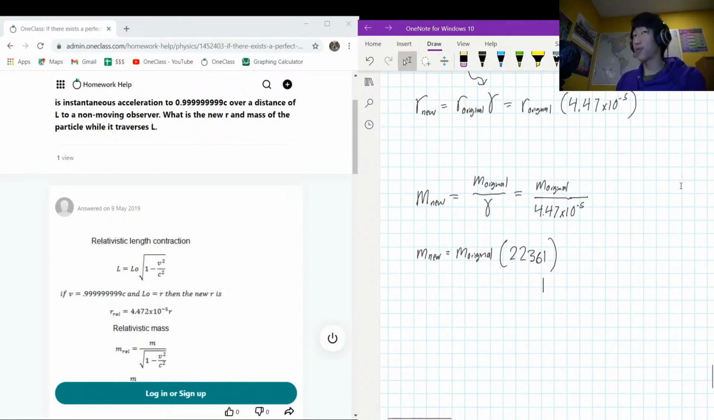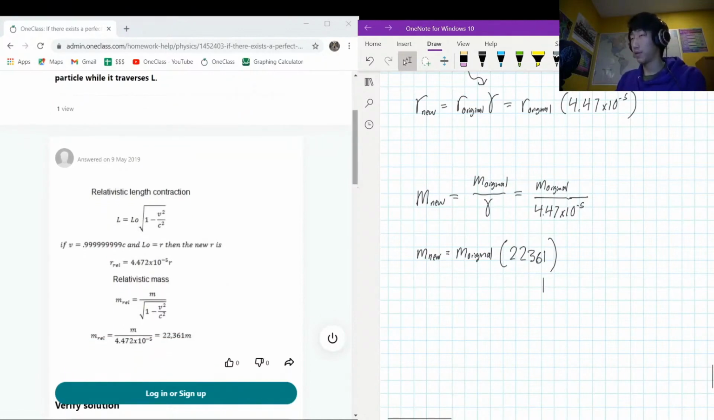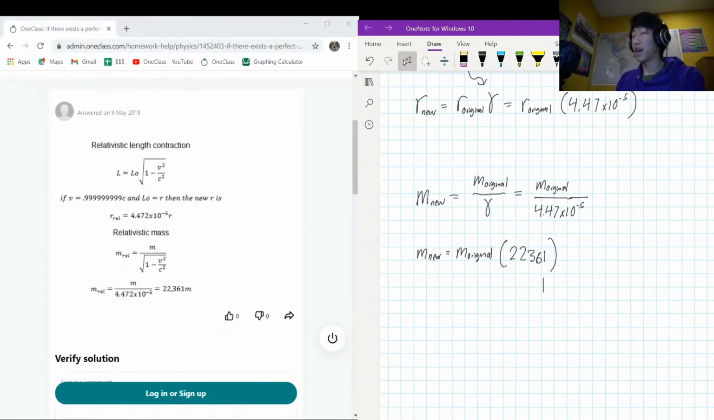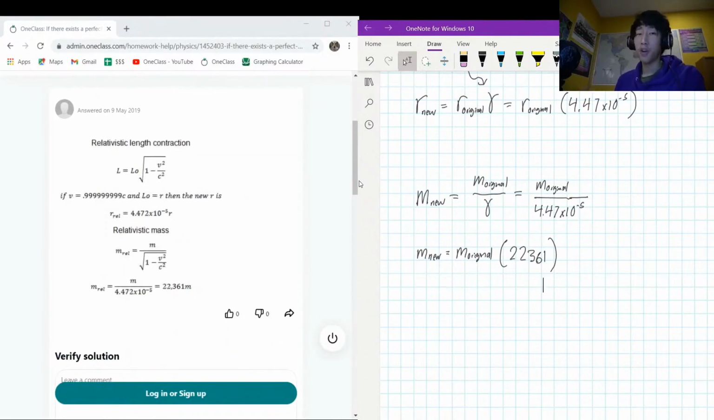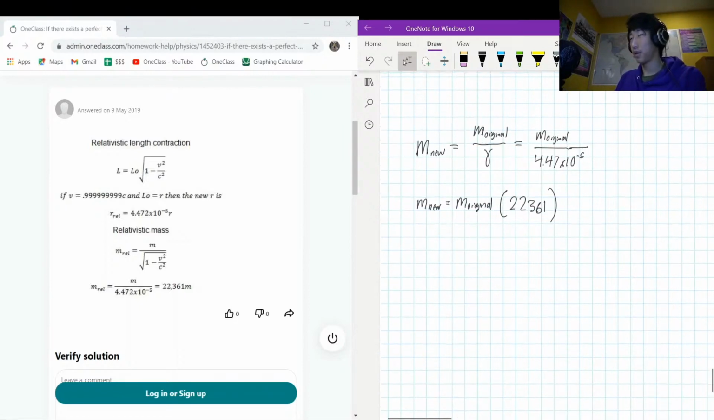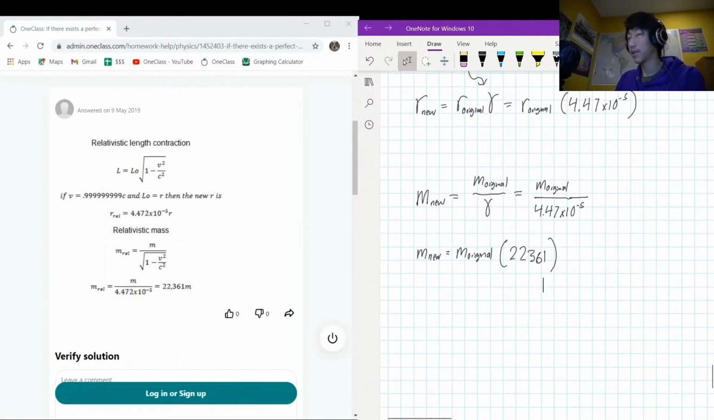Okay, so you are going to get significantly heavier when you move close to the speed of light, and this is part of the reason why no one has ever figured out a way to move faster than the speed of light. As you get heavier and heavier, it takes more and more energy to move you. So trying to move yourself at speeds even kind of close to the speed of light is an extremely large engineering challenge that is pretty tough to solve. Can't lie. So yeah, this would be multiplied by 22,361.